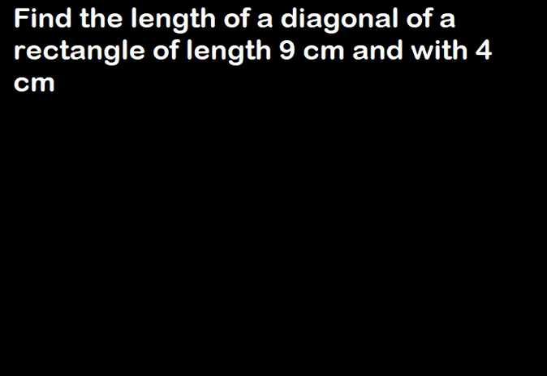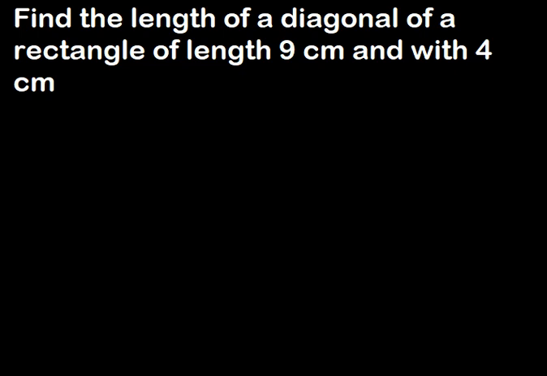So now let's say we have this kind of word problem. Find the length of a diagonal of a rectangle of length 9 centimeter and width 4 centimeter. So here should be width 4 centimeter. So now how should we have that?